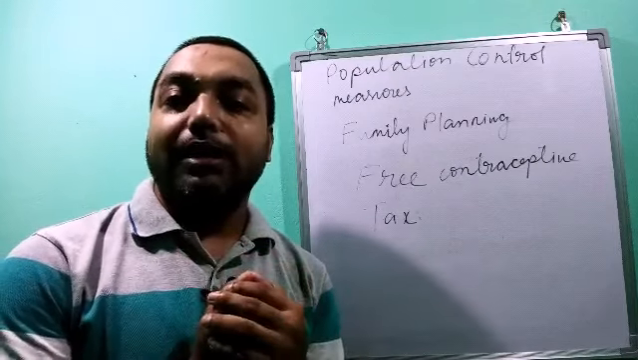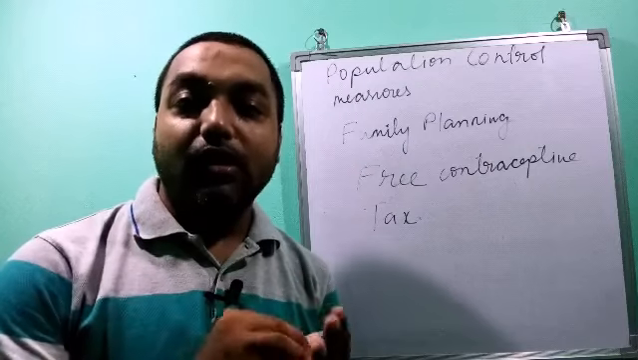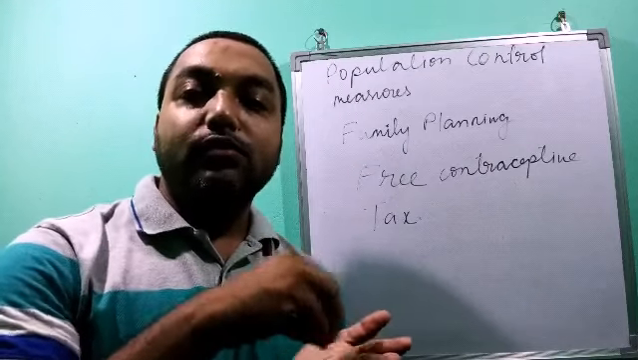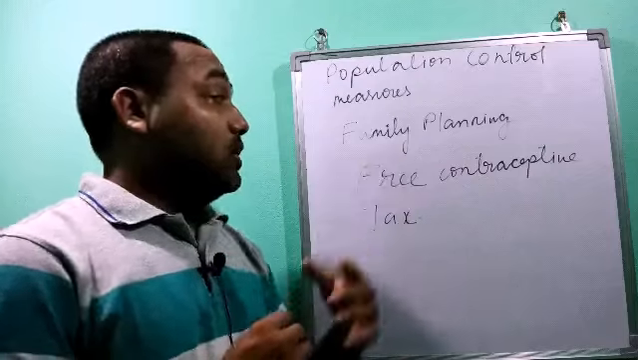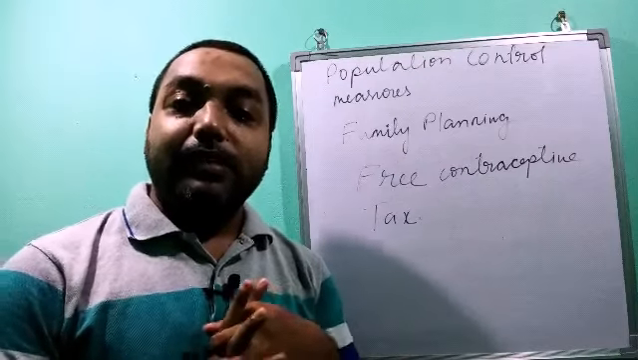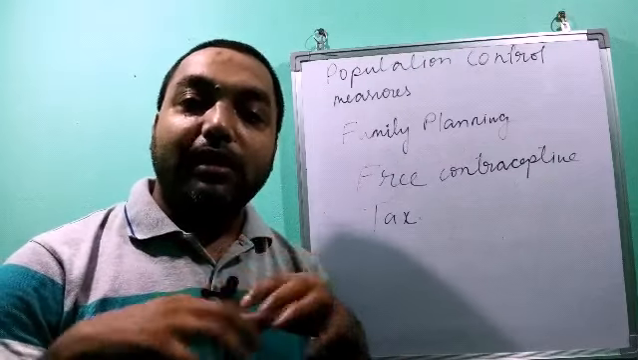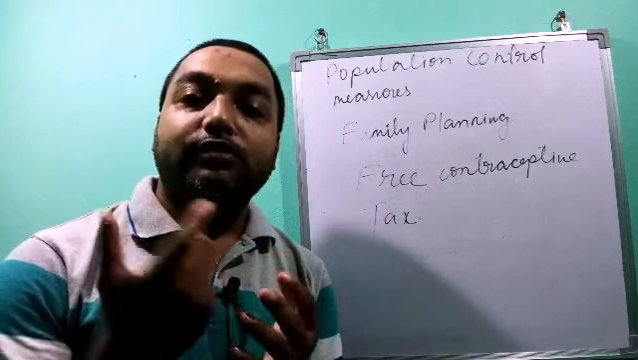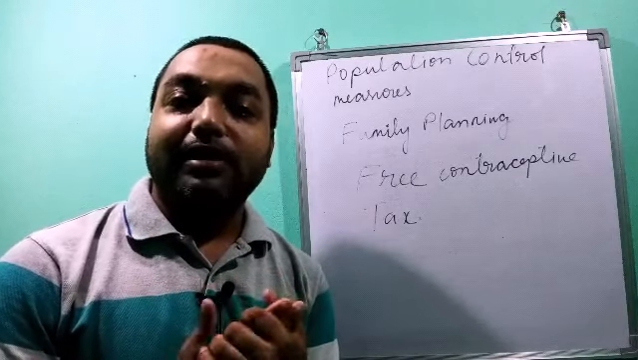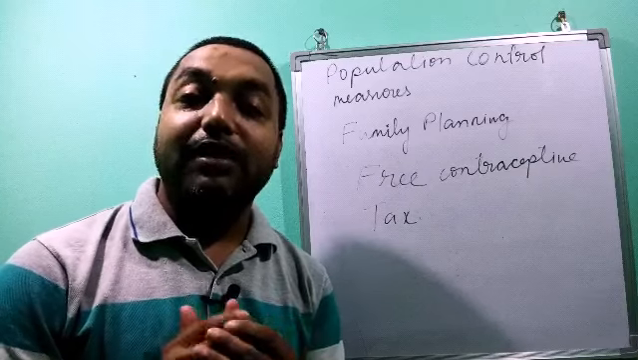This is called family planning, either giving birth to fewer children or giving a gap between two children. This family planning method may be implemented, or put into the minds of the people, by various methods like propaganda, that is, making advertisements.